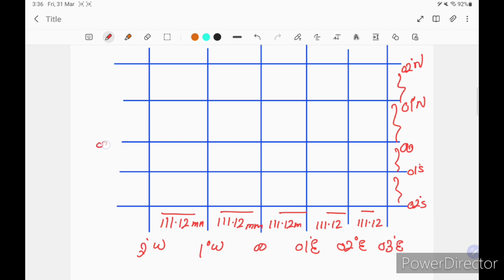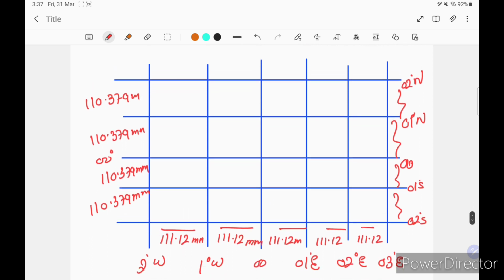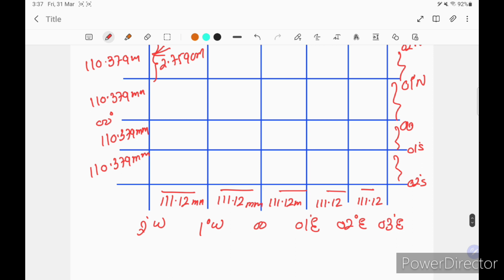So this is 00. So 110.379 mm, 110.379 mm, 110.379 mm, 110.379 mm. Okay, so 2.759 cm is equivalent to 110.379 mm. So this is the solution of question number 2.